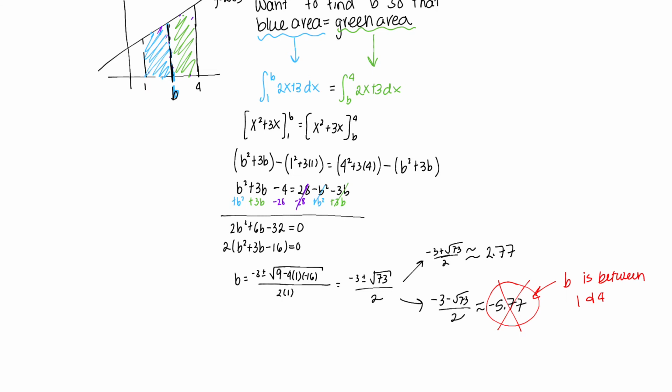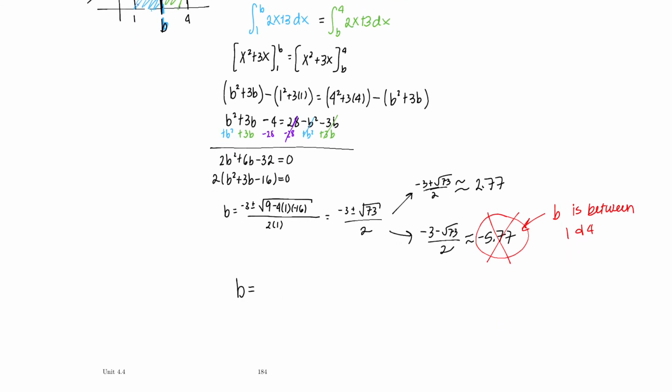So, giving an exact answer for b is equal to negative 3 plus the square root of 73 over 2. And you can check this by doing an approximation here. Like I said, your calculator does have an integral button on it, and I'm okay with you guys using that to check your work.